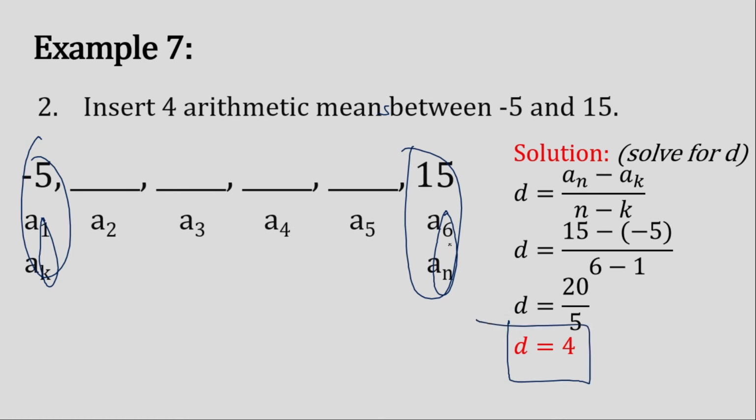All we need to do is to add this to negative 5. So that would become negative 1. Plus 4 it will become 3. Plus 4 it will become 7. And plus 4 it will become 11. And these are our 4 arithmetic means between negative 5 and 15.